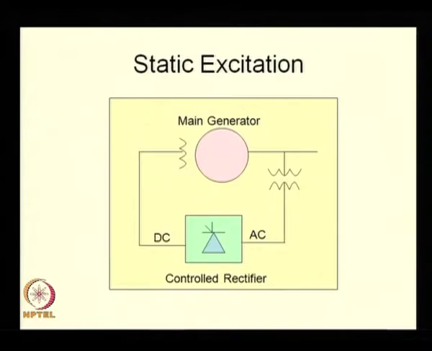Now, this in fact can be shown in a laboratory using a simple diode rectifier. So, if you replace the control rectifier by a diode rectifier and just feed the output of a generator back onto its field winding through a diode rectifier, you will find that the voltage builds up on its own. So, it is a kind of spontaneous increase.